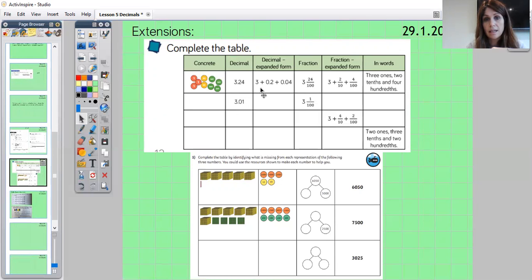This one here, you've got to do the same as we've done at the top here, expanded form. So break it up into what parts it is made from. Okay, and we want to know in words, and the fraction as well. We're doing lots of links between decimals and fractions. That's really, really important.